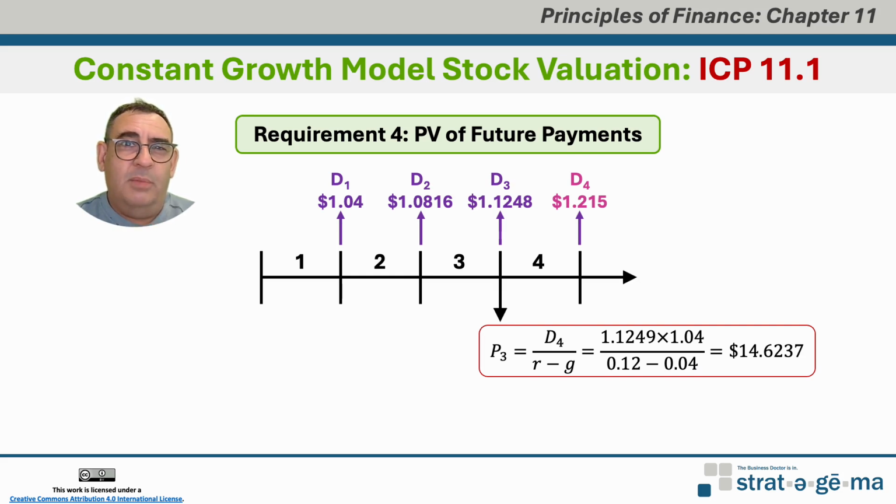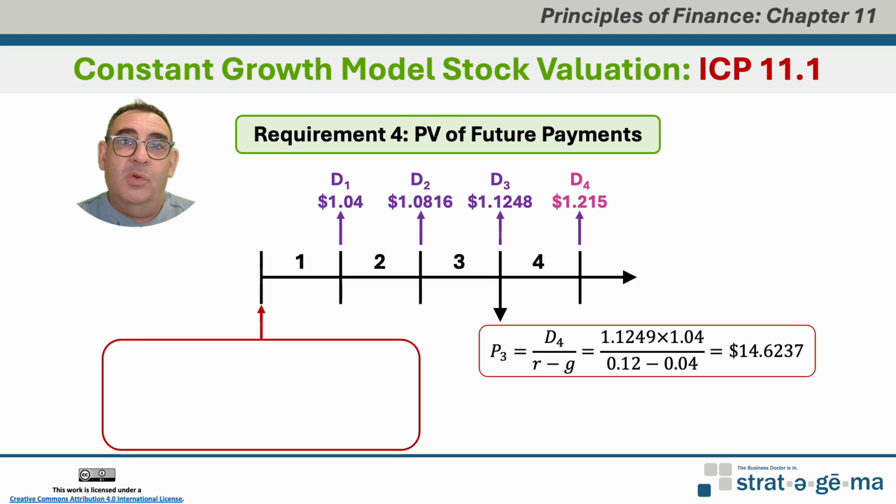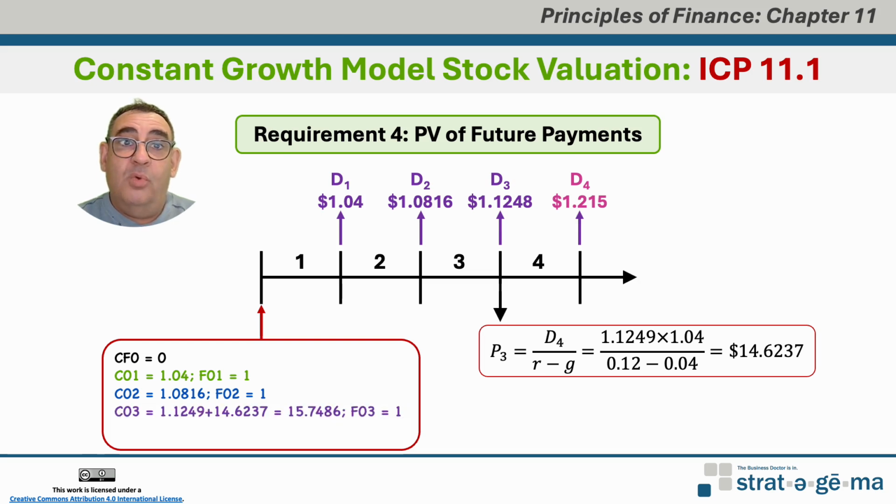Well, does this problem look a little bit familiar? And what function or calculator can we use to figure it out? Cash flows. So if we go into our cash flow function in the calculator and set CF0 equals 0, C01 is D1 of 1.04 for a frequency of 1. C2 is dividend 2, 1.0816, it happens once. C3 is 1.1248 49, plus P3 of 14.6237. We have to combine those together to give us a total of 15.7486. And that only happens once.